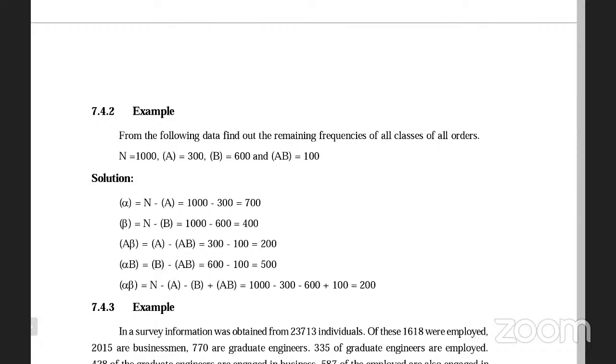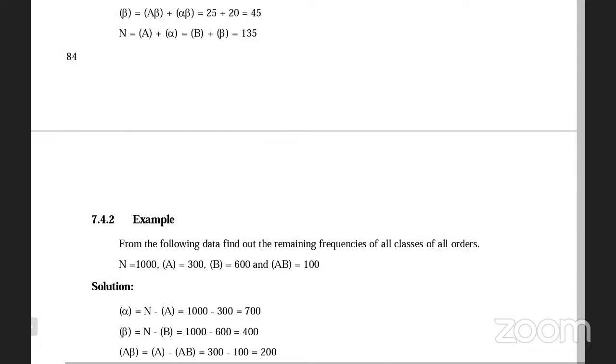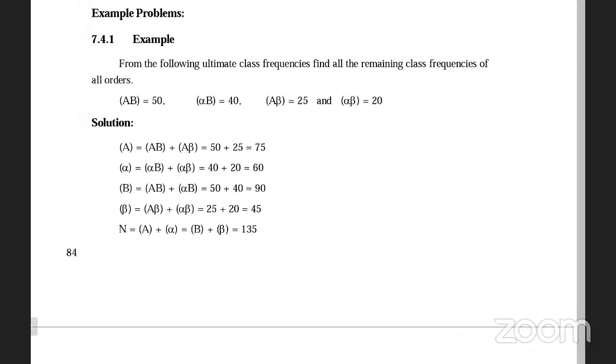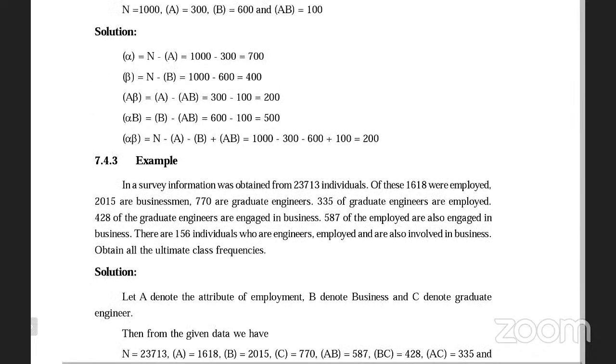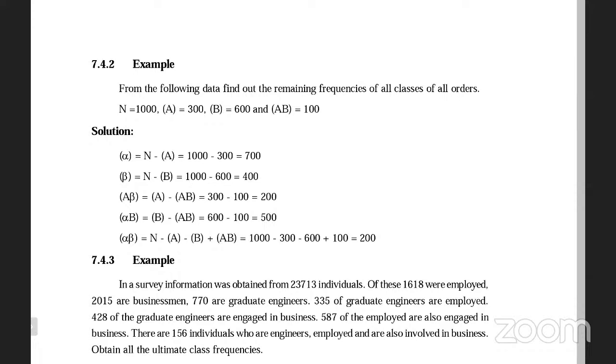So that is 200. These values are called the frequencies of all the classes, frequency of all classes of all orders. Means alpha, beta, AB, A beta and alpha B, these are the frequencies. What is the first question? Here it is the remaining class frequencies of all orders, the ultimate frequencies we have. Here we are calculating the remaining frequencies out of the classes of all orders we have.